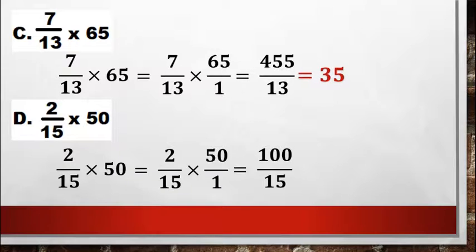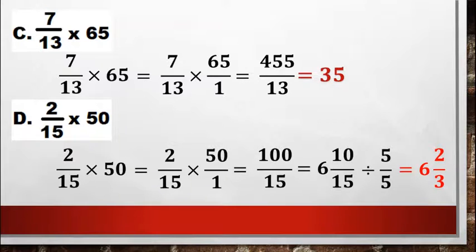100 divided by 15, we got the quotient of 6. The remainder would be 10, and your divisor is still 15. But then your 10 and 15 have a greatest common factor, which is 5. So we need to divide it. 10 divided by 5, that is 2. 15 divided by 5, it's 3. So your final answer should be 6 and 2/3.